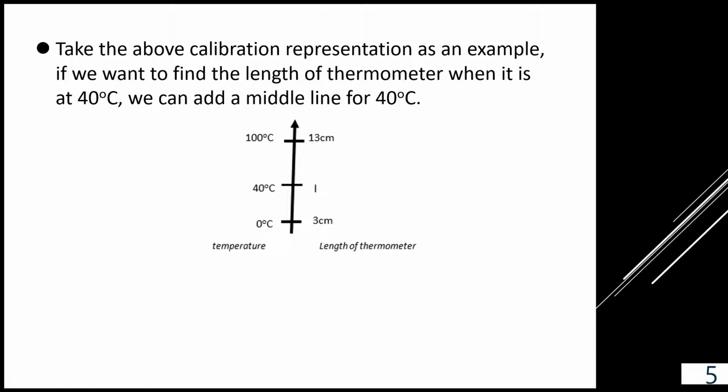Now let's take the above calibration representation as an example. If we want to find the length of the thermometer when it is at 40 degrees, we can first add a middle line for 40 degrees. So that is this one. This is 40 degrees, and we put an L here. Now previously we've mentioned that they have a ratio.